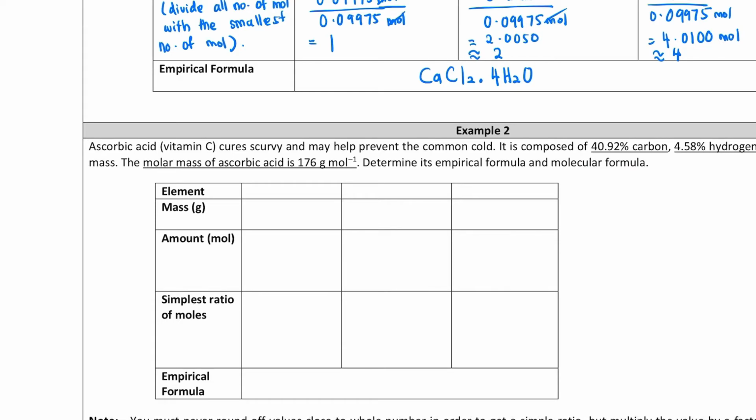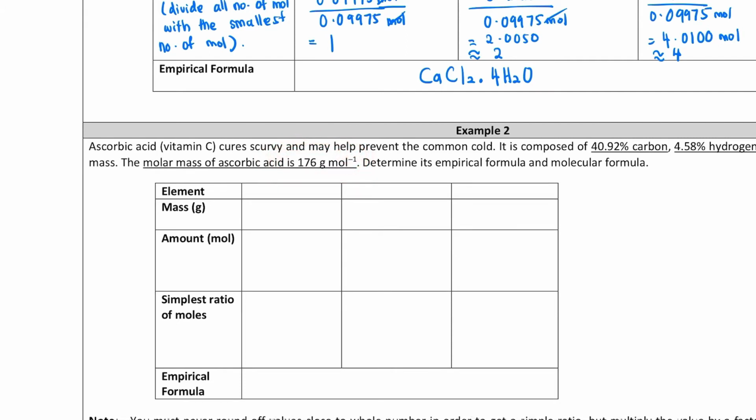Okay, so over here we have two things that we need to find: empirical formula and molecular formula. So we will start with determining the empirical formula first, then only we will determine the molecular formula. And this question is a little bit different because it gives you this molar mass. Then what is the function of this molar mass? Later we will see.